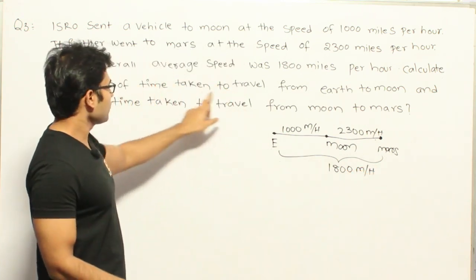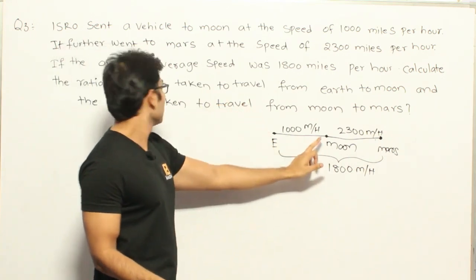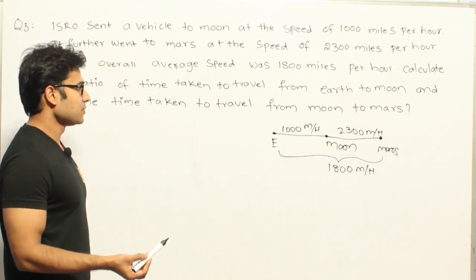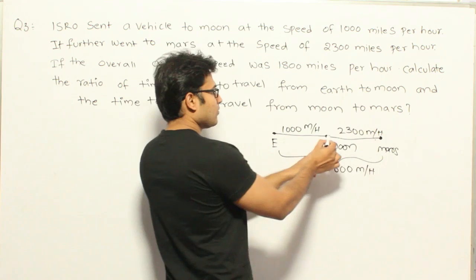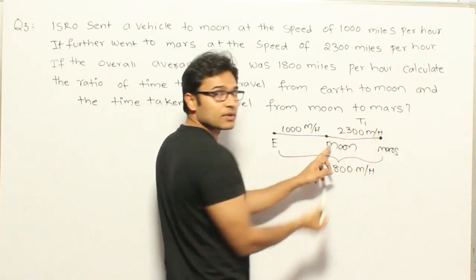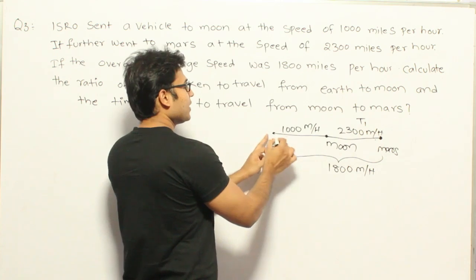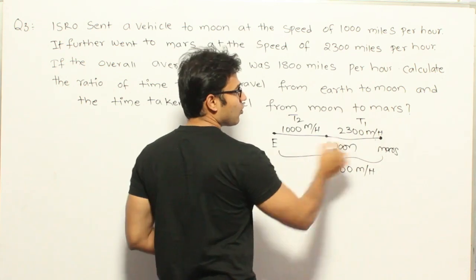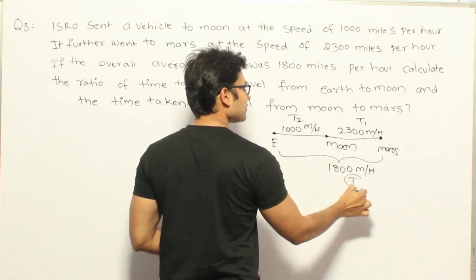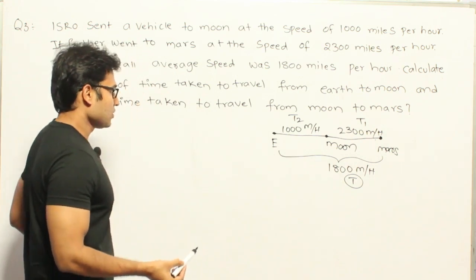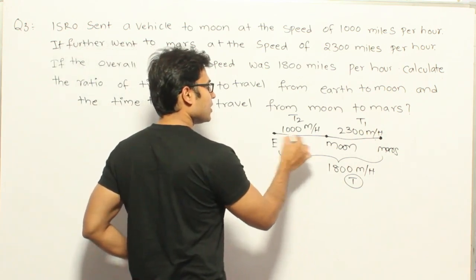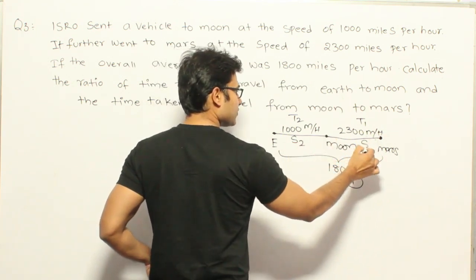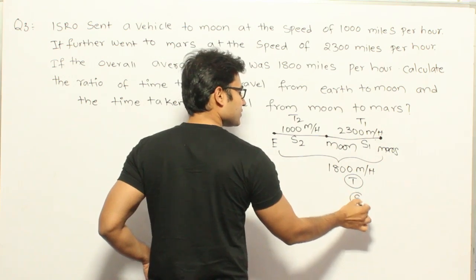Now calculate the ratio of time taken to travel from Earth to Moon and the time taken to travel from Moon to Mars, right? So let us assume that the time taken to travel from Moon to Mars is T1 and the time taken to travel from Earth to Moon is T2. The overall time is, let us say, T. Also let's say speeds: the speed from Earth to Moon is S2, the speed from Moon to Mars is S1, and the overall speed is S.